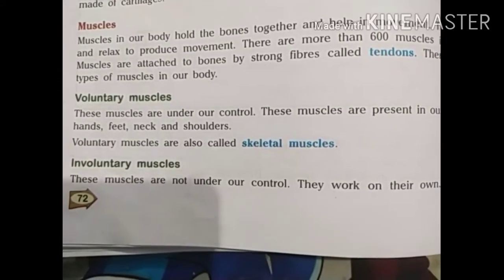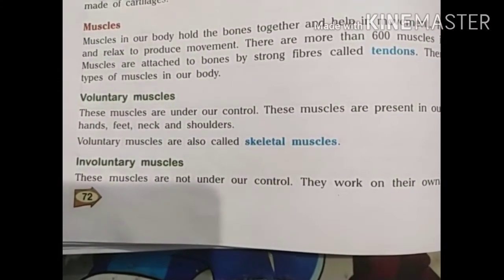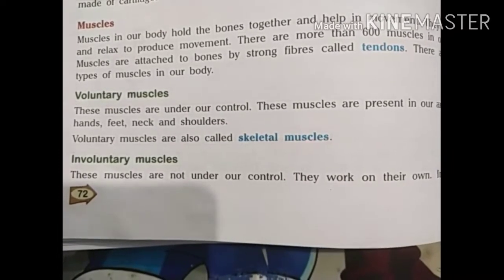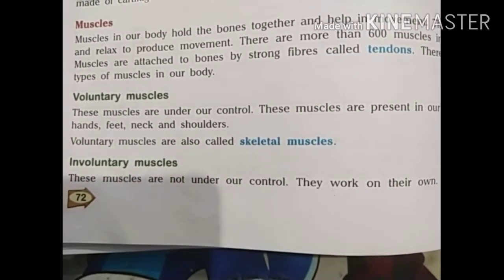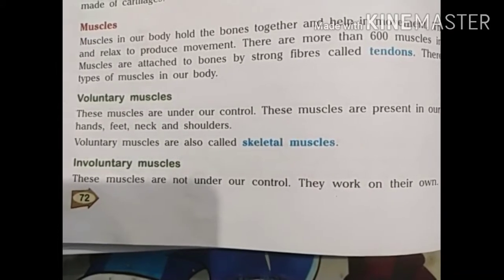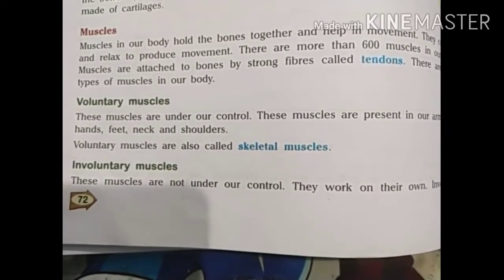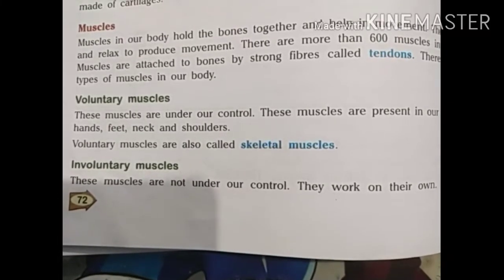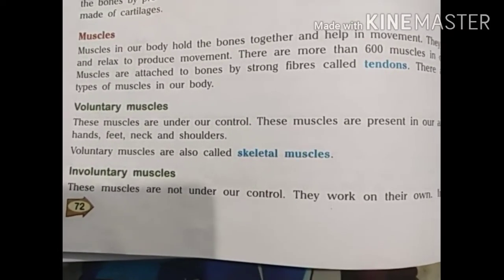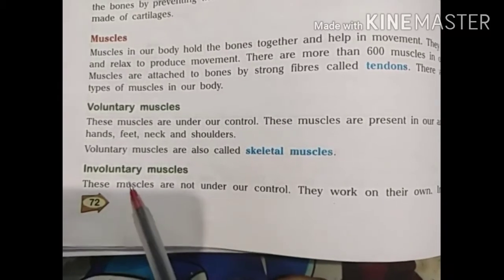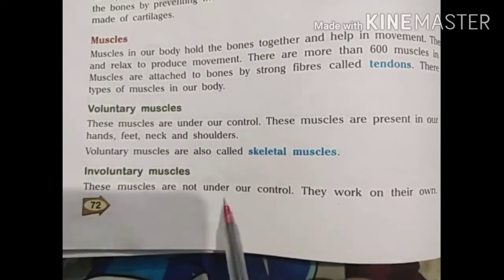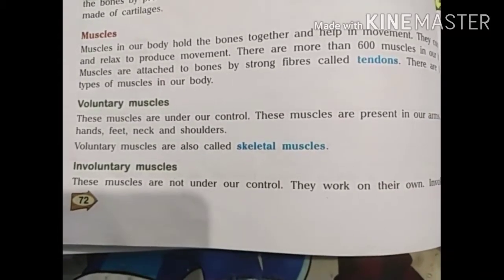Voluntary muscles are what? Those muscles which are under our control, or which work according to our wish. They are found in the hands, feet, neck, shoulder, arms, legs, etc. And these voluntary muscles are also known as skeletal muscles. Involuntary muscles are what? These muscles are not under our control.